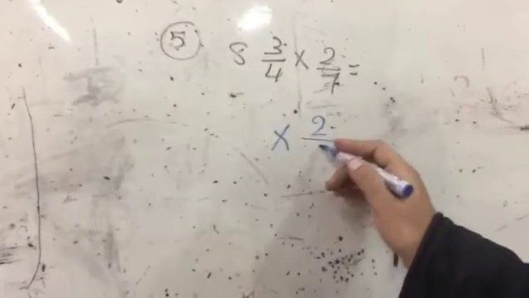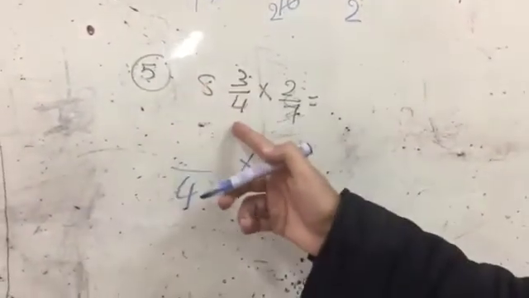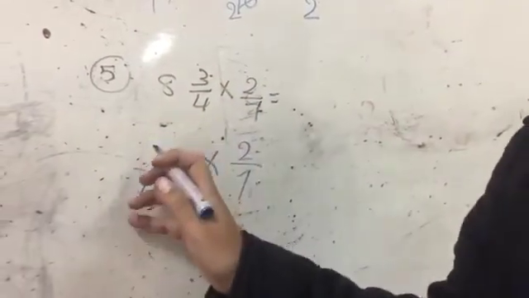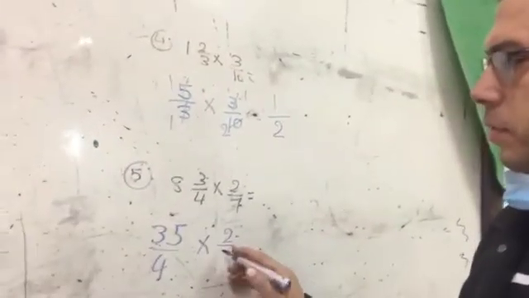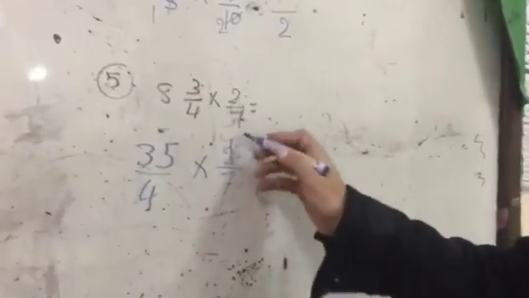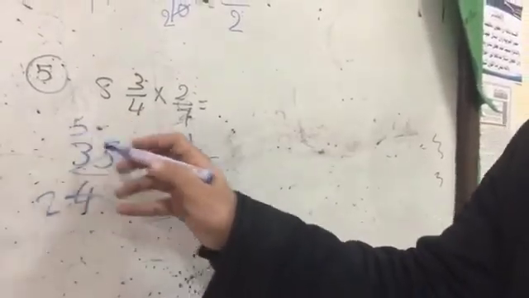Here what we have to do is the same. 2/7 is the same, because it's a fraction only. Here write the same denominator 4. 8 times 4 is 32. 32 plus 3 is equal to 35. This one, 7. Have to change it like that. Cancel 2 and 4. Divide 2 by 2, 1. Divide 4 by 2, 2. Divide 7 by 7, 1. Divide 35 by 7, 5. 5 times 1.